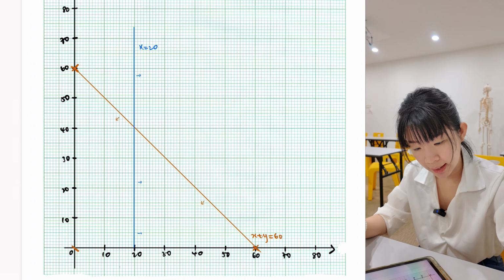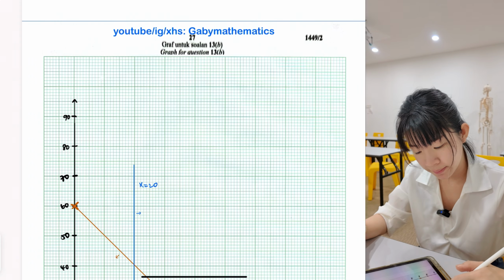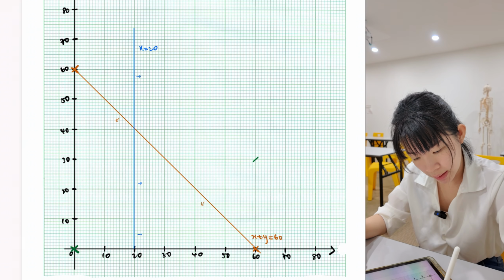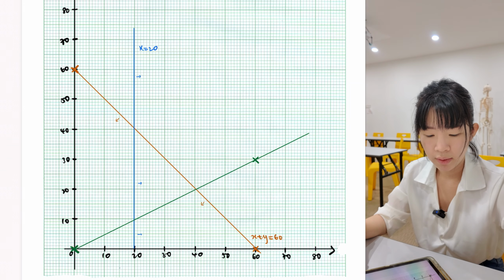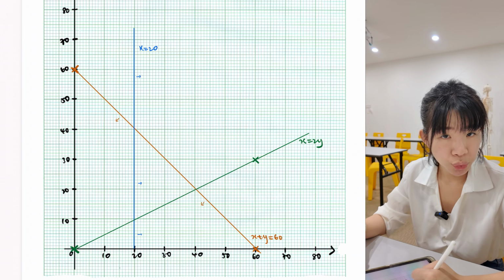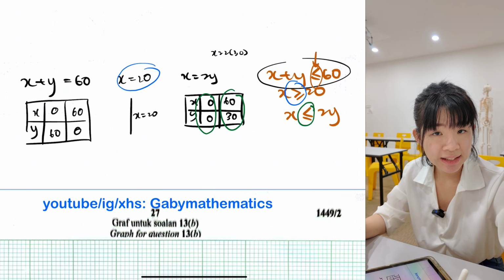Okay, so now the third line. Okay, third line, 2 coordinates, 0, 0, 60, 30. Okay, 0, 0 here, 60, 30 here. Okay, connect them, solid line also. Okay, once you're done with this, you label x equal to y. Now, where should we shade up or down? Okay, look at the symbol. Now, the symbol, this is called less than.